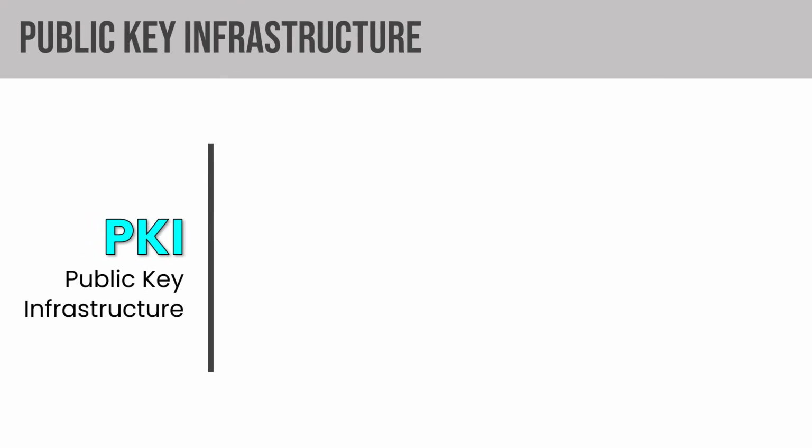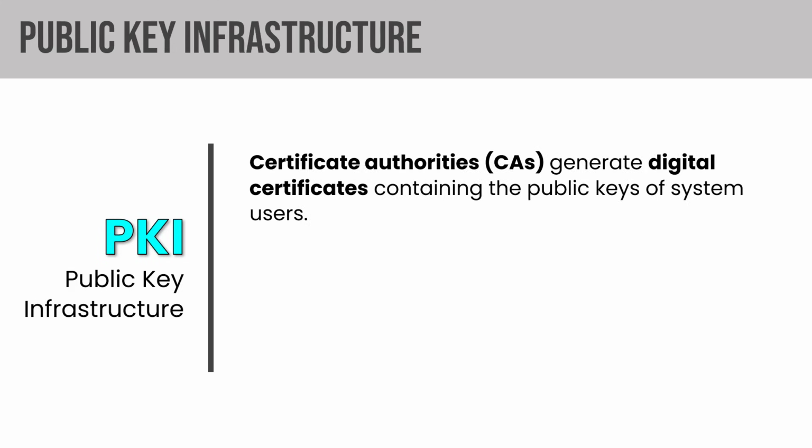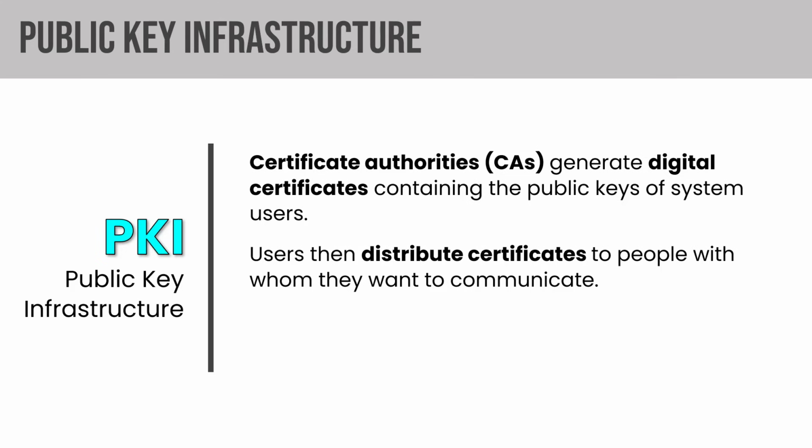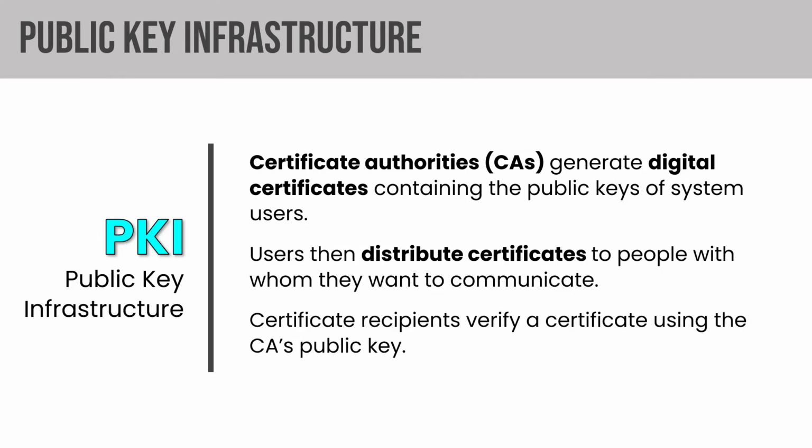So public key infrastructure. This is the certificate server that you'd commonly see in an enterprise environment. Certificate authorities, sometimes called certification authorities, generate digital certificates that contain public keys of system users. Every certificate has a public key and a private key, to be clear. The users can distribute the certificates to people with whom they want to communicate, and the recipients verify a certificate using the CA's public key. So that's how one can establish a chain of trust back to the issuing certificate authority. It goes all the way back to the root certification authority.